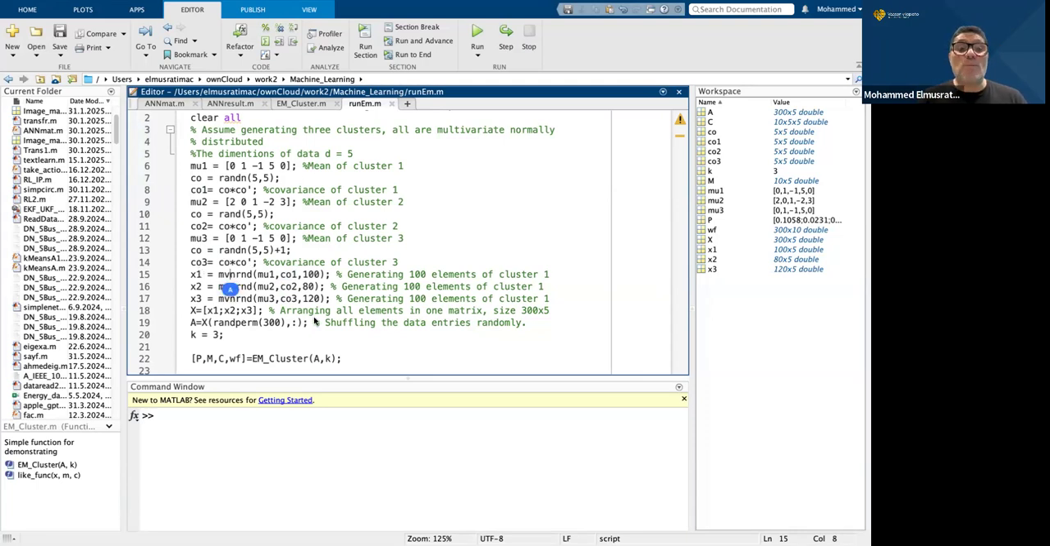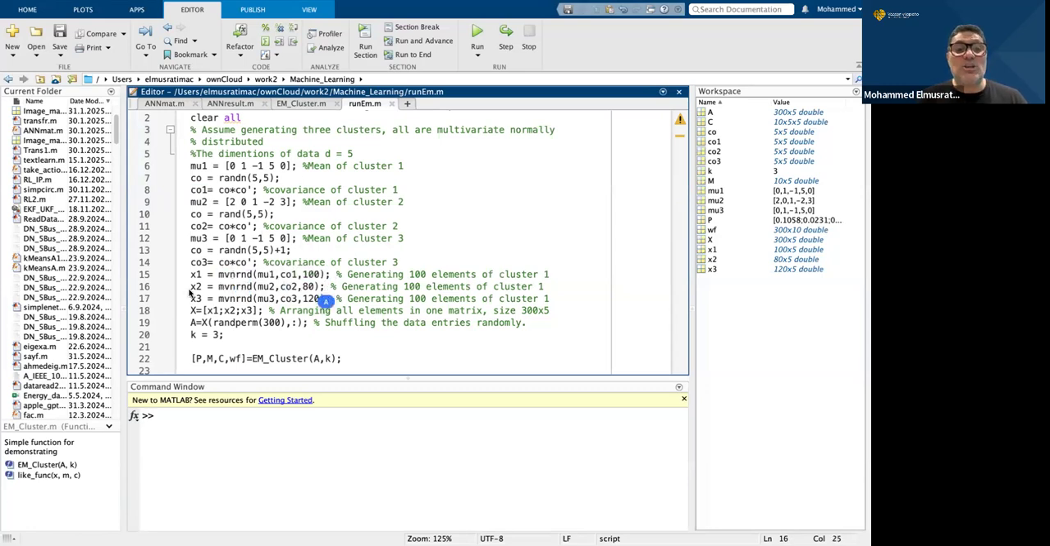Okay, now I generate the numbers. So for x1, it will generate 100 entries with the mean mu1 and with the covariance co1. Okay, so I use this function. It is a multivariate normal random distribution. It is a built-in function that you can use in Matlab and also in Octave. So you can run this code in both programming languages without any changes.